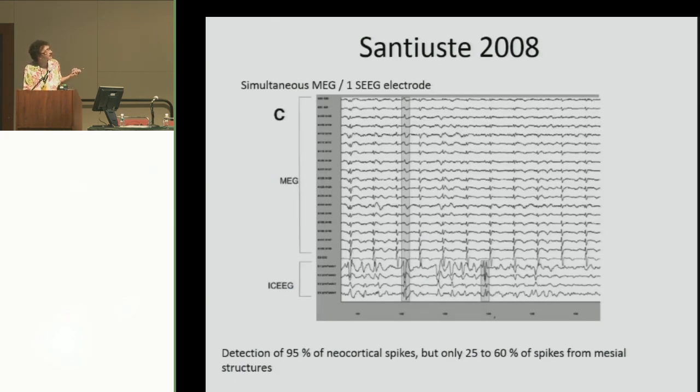One of the first recordings here by Santuste of MEG and intracerebral EEG. That was only one SEEG electrode and simultaneous MEG. And they tested whether the epileptic discharges could be seen at the surface. So they detected independently epileptic spikes at the surface and at the depth. And they saw that when it was neocortical spikes, one could detect 95% of the spikes, whereas only 25 to 60% of the spikes from the mesial structure could be detected. So this is a half-empty glass. It's still pretty good, 25 to 60%, but it's not as good as neocortical activity.